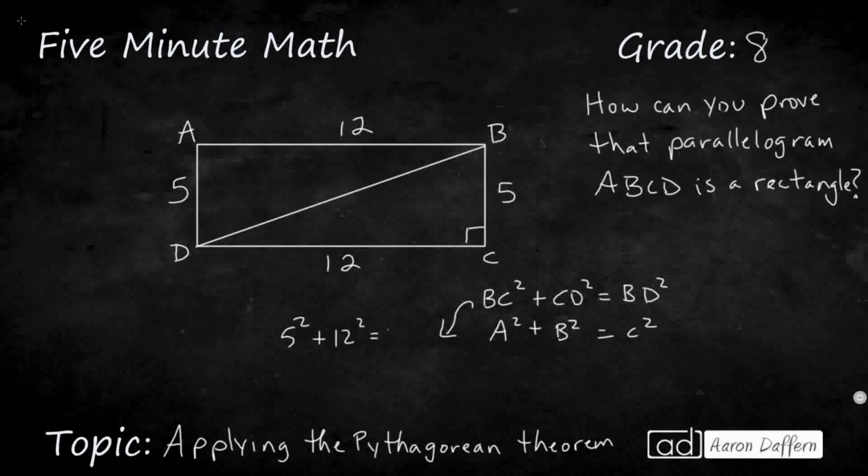And unless we got a ruler, unless they give it to us, we wouldn't be able to necessarily say that, but this would be a proof. And if this was a real triangle, we'd get out a ruler and we'd see, oh, that BD is 13, and then everything would be good to go, because that's what it is. And so we've proved it's a rectangle.